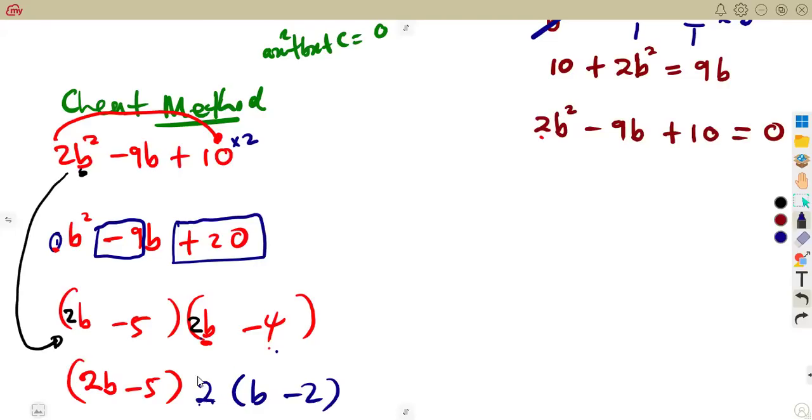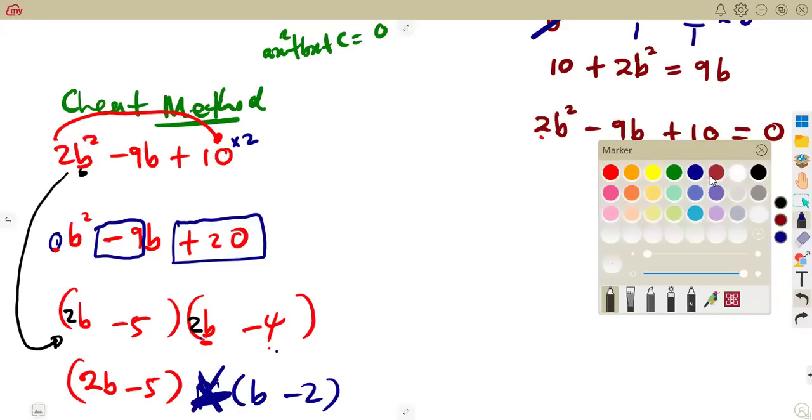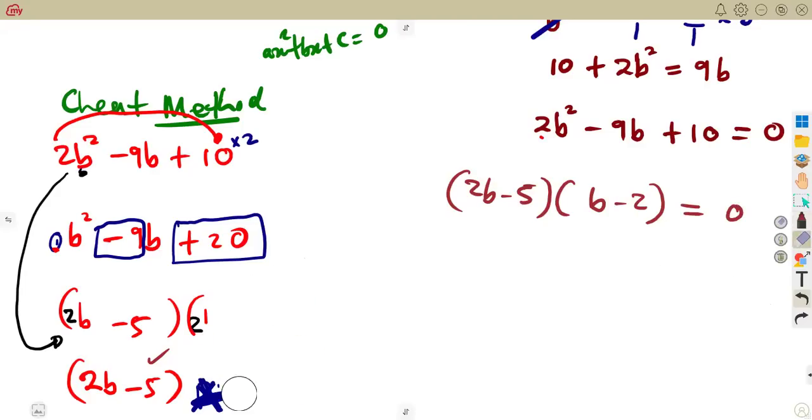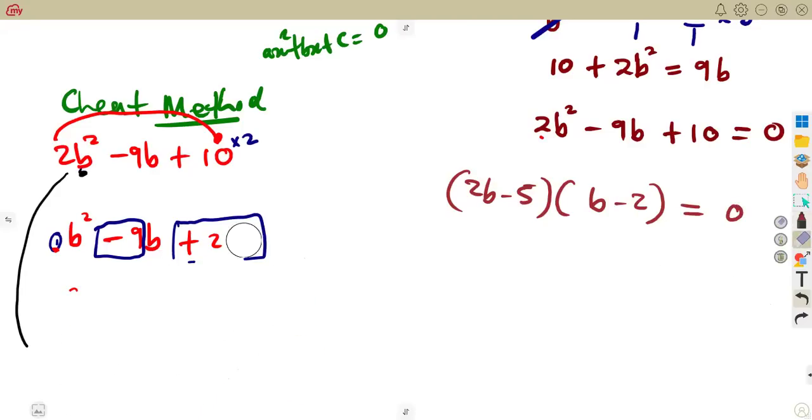The number that you factored out becomes useless. You get rid of it. It's no longer part of your question. You do not even need it. So these are the 2 brackets that you need from here: 2b minus 5 into b minus 2. So guys, here I said use any method that you understand.